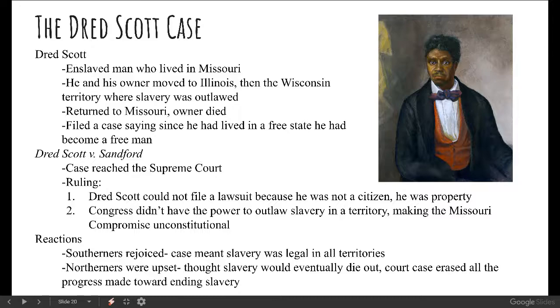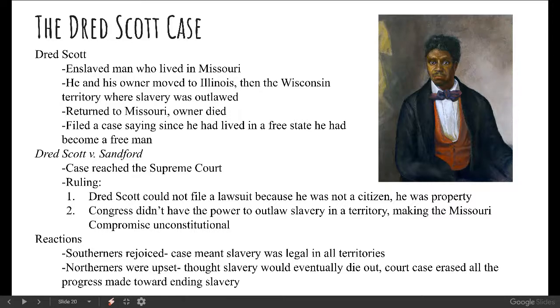So he doesn't have any rights to even make this case. And then the second part of their ruling was that Congress didn't have the power to outlaw slavery in any of the territories, which makes the Missouri Compromise, our first one that we saw, unconstitutional. So Congress can't even make a statement about slavery in those territories.